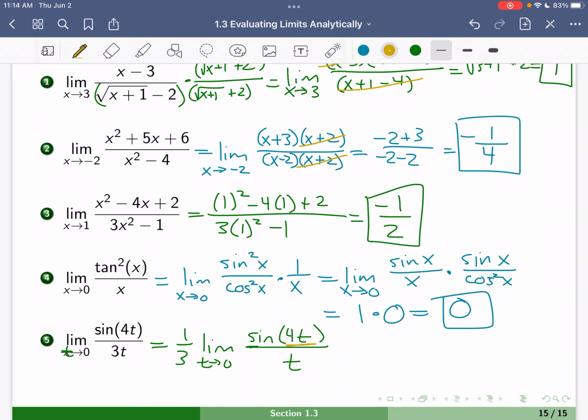Now we need the stuff inside of sine, the 4t, to look exactly like the denominator. And so what we can do is multiply both the numerator and the denominator by that 4. That 4 in the numerator I would bring out in front of the limit. And so we have 4/3 times the limit as t approaches 0 of sine 4t over 4t, which is just 4/3 times 1.